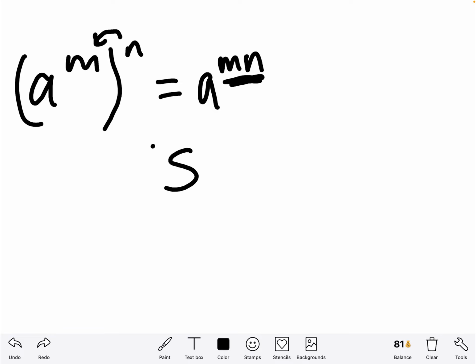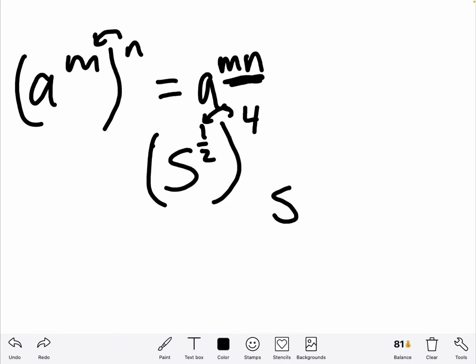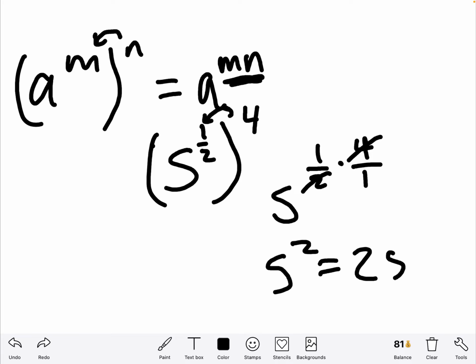So what this looks like is (5^(1/2))^4. Now, we're just going to multiply these two, we're not going to mess with the 5, really. Times 4 over 1. Now, we're not going to make the denominator the same because we're not adding fractions. We're just multiplying them. So we're just going to cancel. This is going to be 5 squared, and you're just going to get 25. So that's your answer. That's kind of how you solve that one. We got (ab)^n.